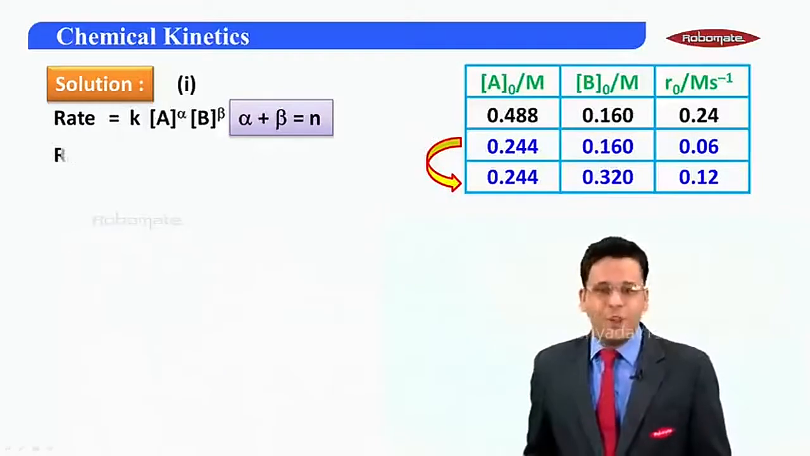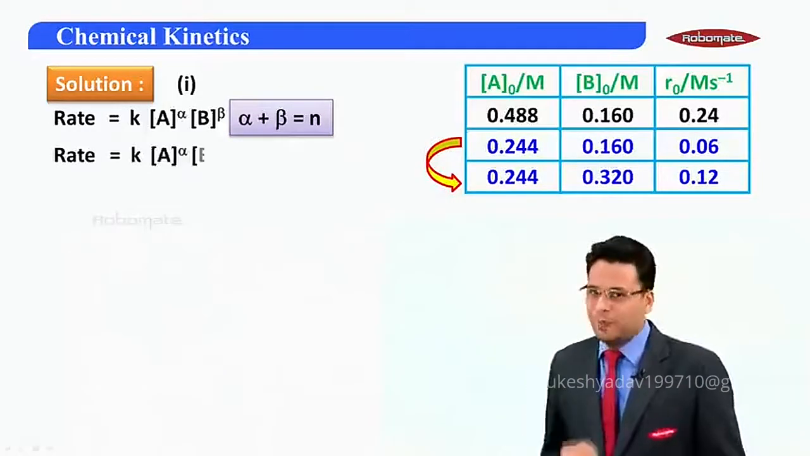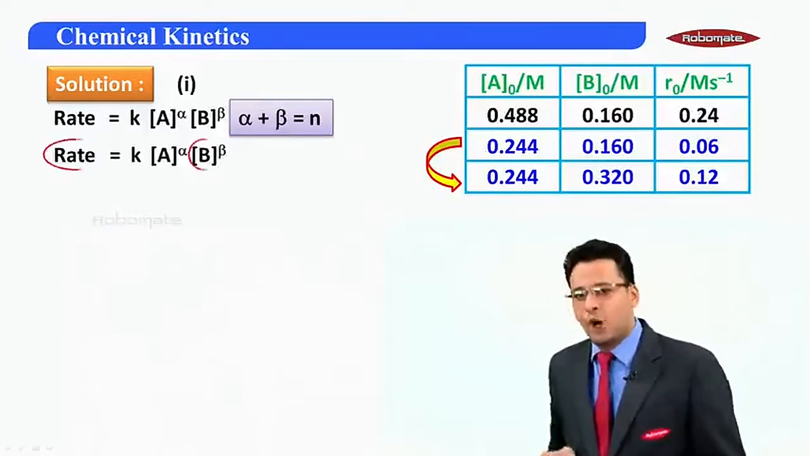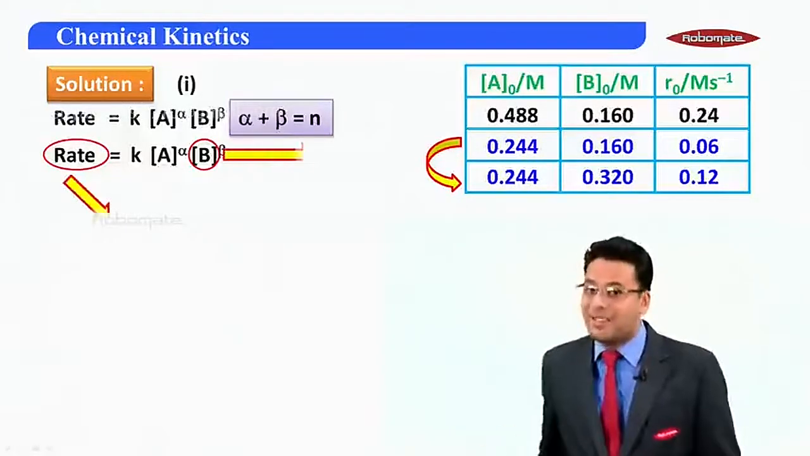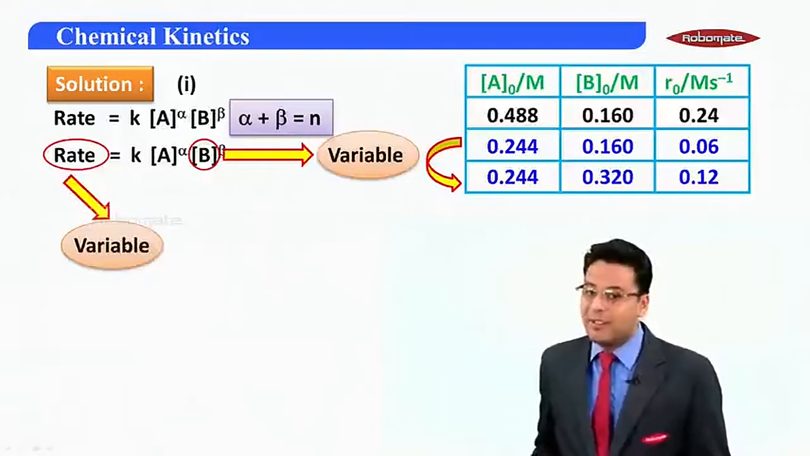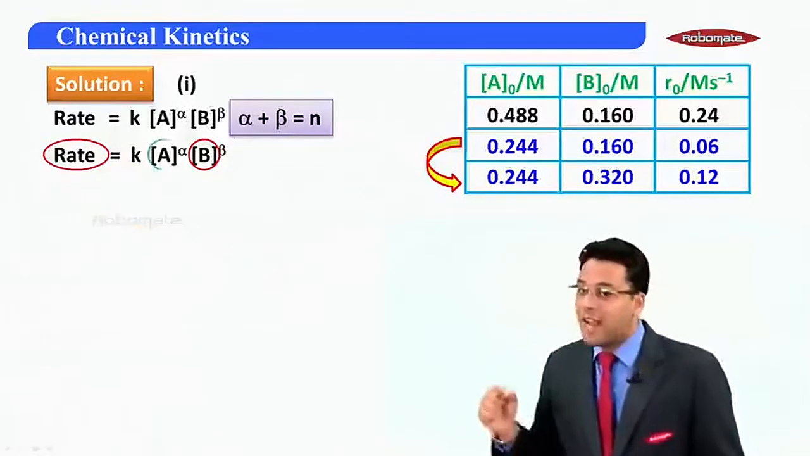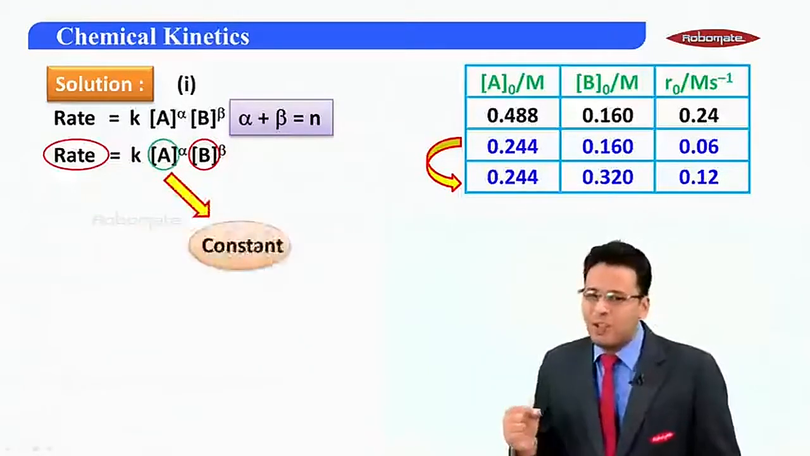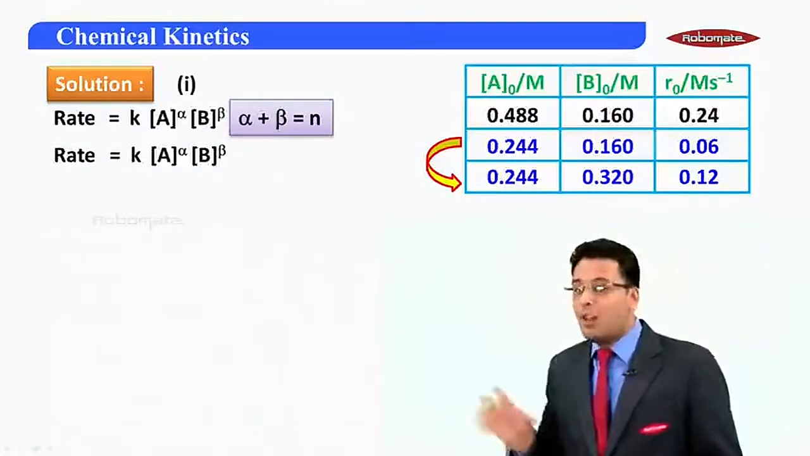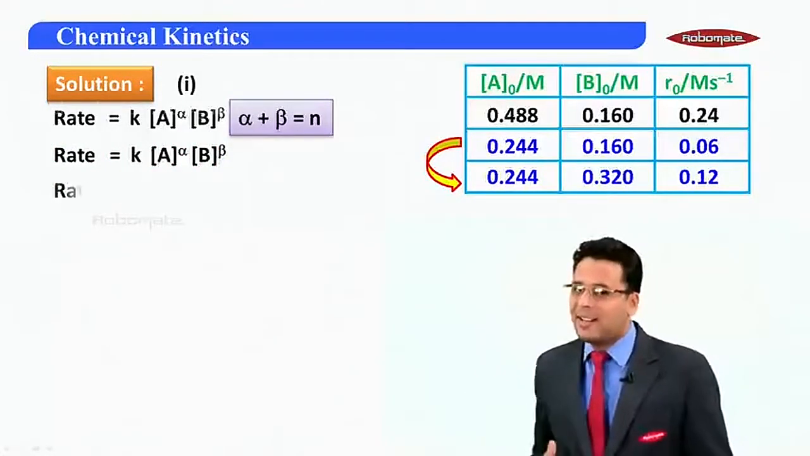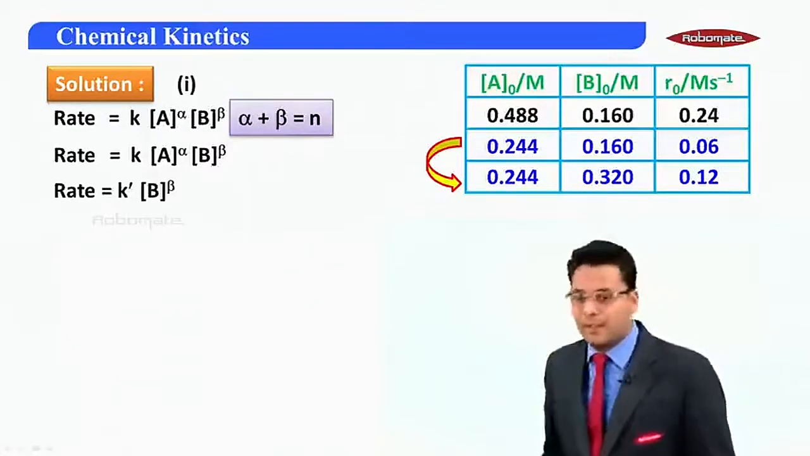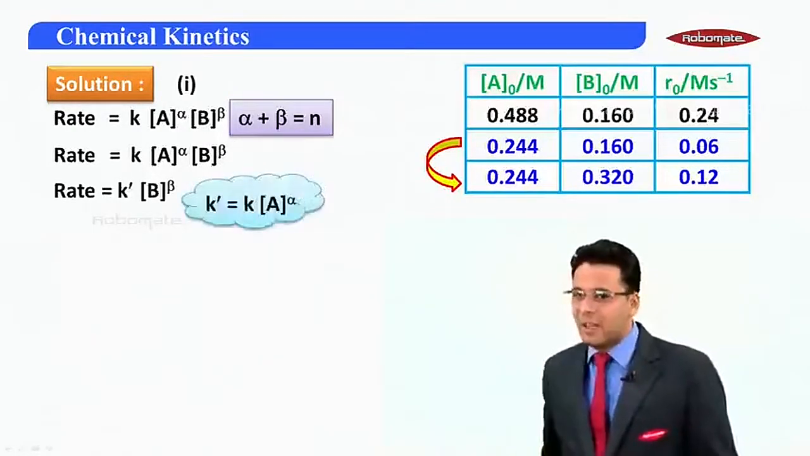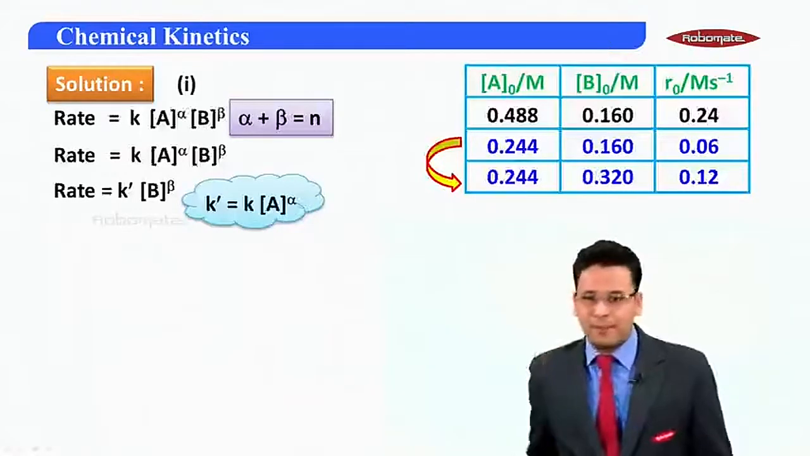So we can incorporate this into the rate law. Now here in this rate law, it's pretty obvious that concentration of B and the rate are changing, which means these are the two variables. And the concentration of A remains constant. So if we take all the constant terms together, we can rewrite the rate law as rate is equal to K dash into concentration of B raised to beta. K dash is nothing but K into A raised to alpha.